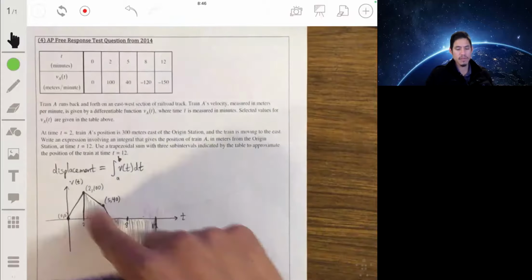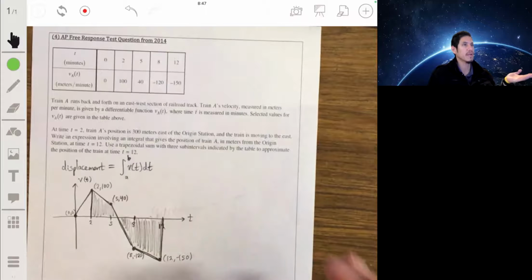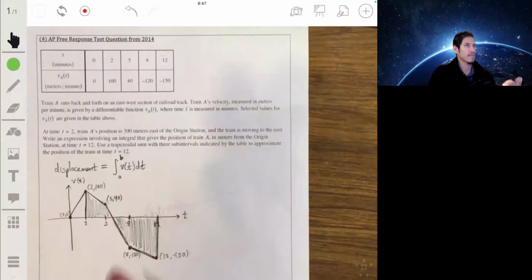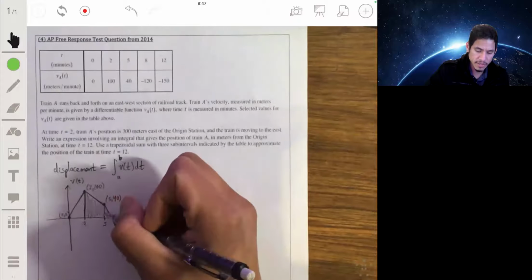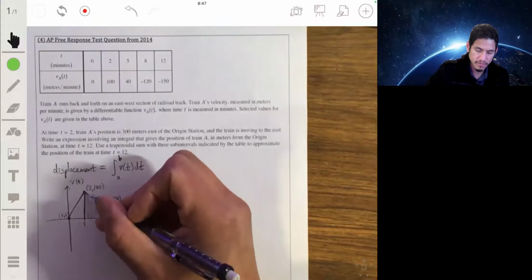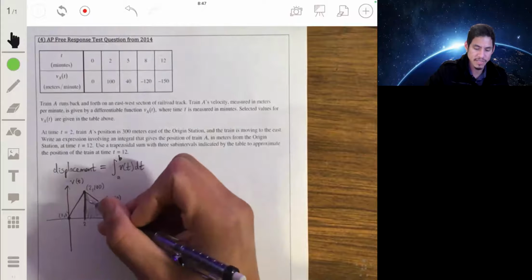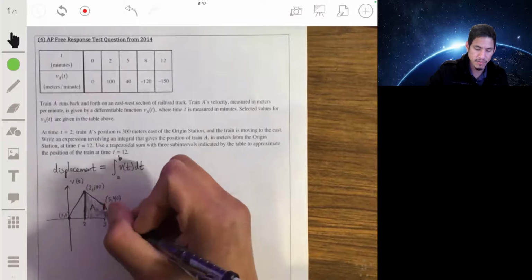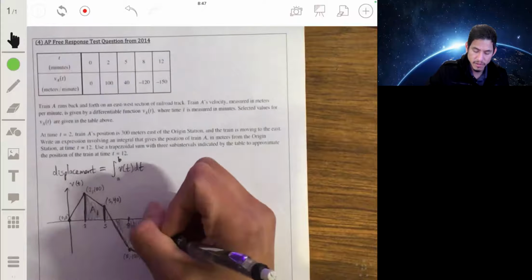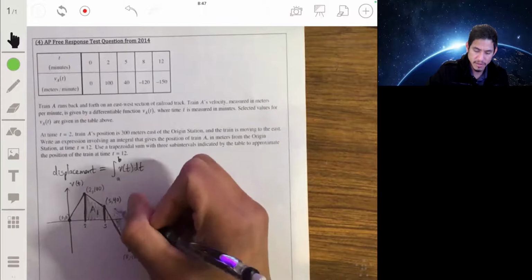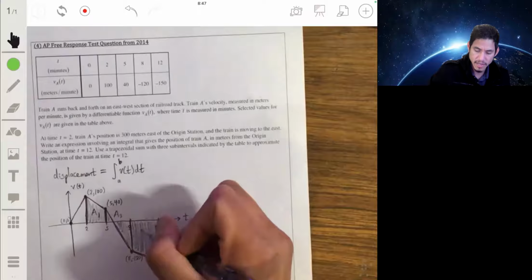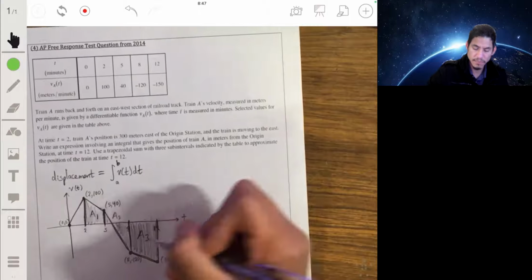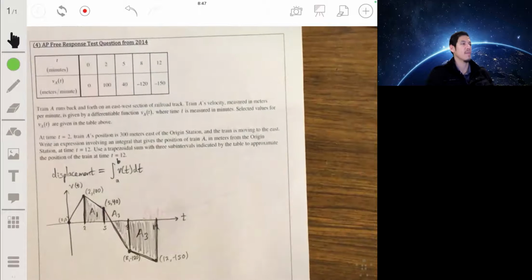So we want to figure out what that total area is. Since we don't have an explicit expression to find an antiderivative and integrate, we break this into 3 trapezoids. We have one trapezoid here. The second one's going to be kind of weird: part of it is above and part of it's below. But we're trying to figure out this one and then this one. So we just add those three together.